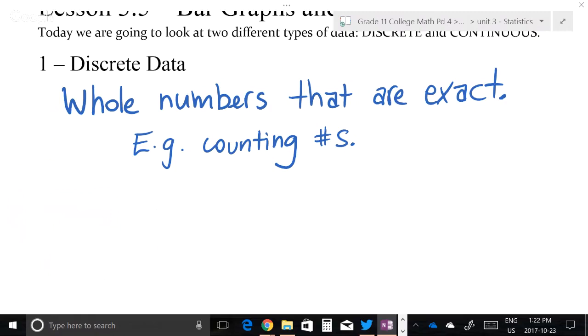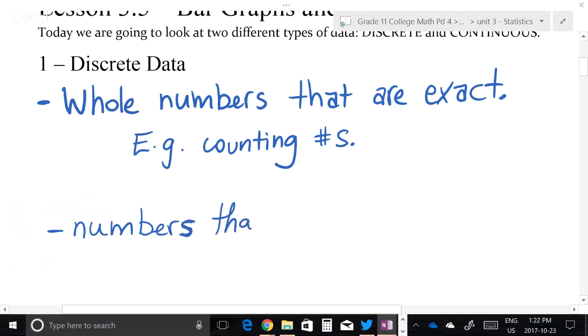So listen, this is key. Discrete data are whole numbers that are exact. They're the counting numbers, all right? So these are numbers that can't be divided any smaller.